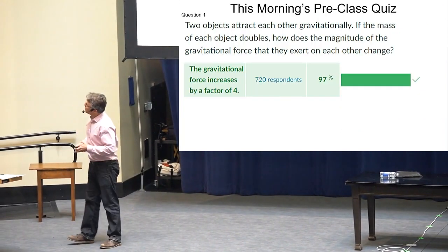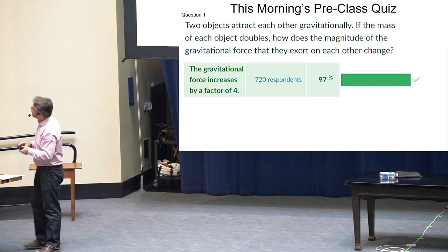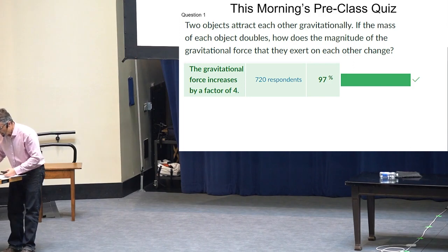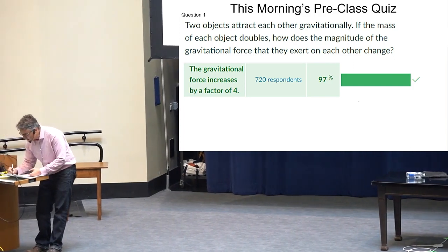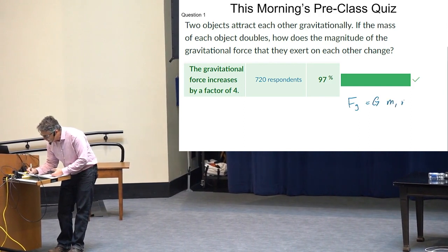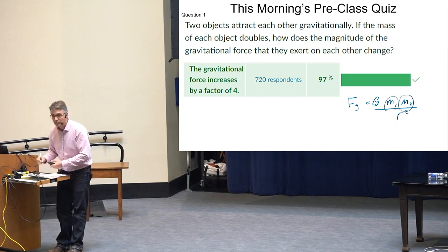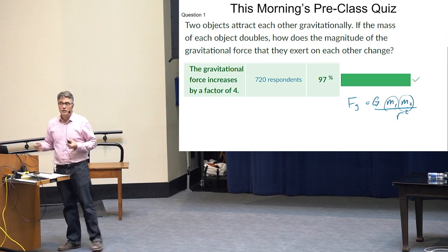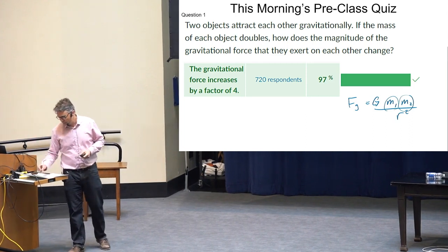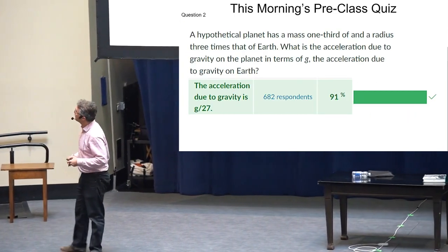Okay, so this morning's pre-class quiz: 2 objects attract each other gravitationally. If the mass of each object doubles, how does the magnitude of the gravitational force they exert on each other change? So you're going to see this equation coming up. G is some universal constant, m1, m2, divided by the distance between the centers squared. So if you double m1 and double m2, the whole force is going to go up by a factor of 4 on both of them. Did pretty well on that.